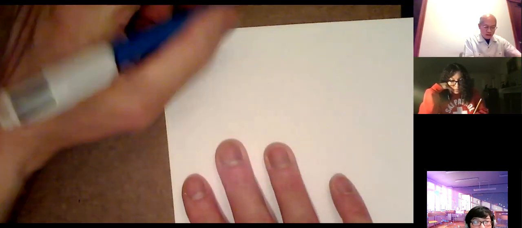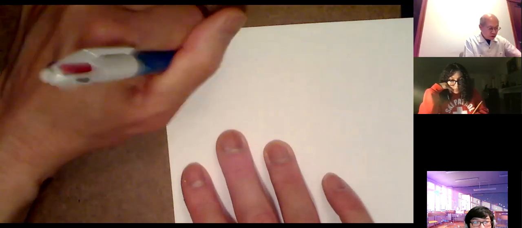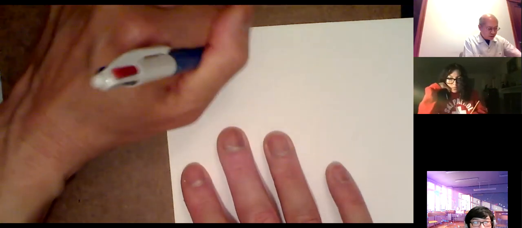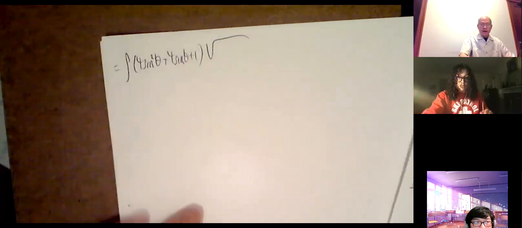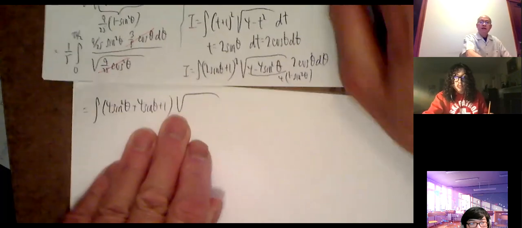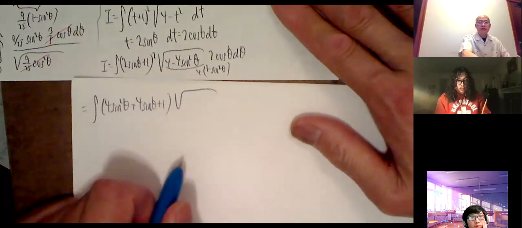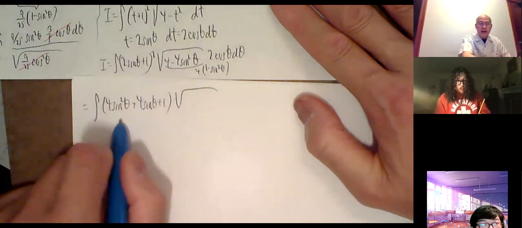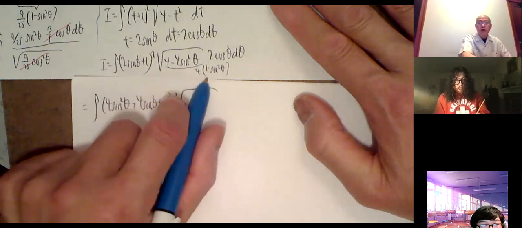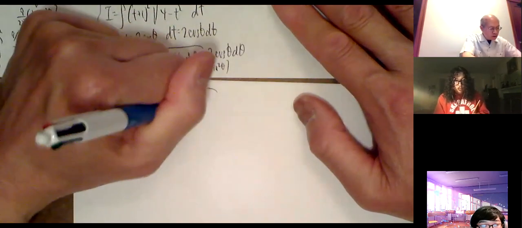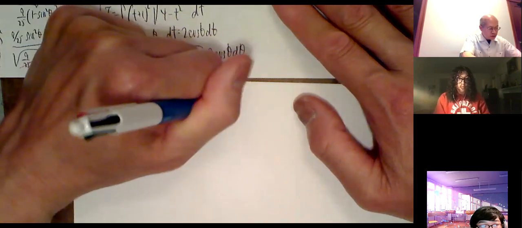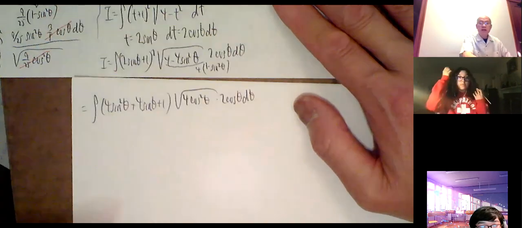Okay, so 4 sine squared theta plus 4 sine theta plus 1 radical. Oh, I know what I can do. I need to shorten this. Don't have enough hands to do everything, but yeah, better than nothing, I guess. Okay, so that's that. Radical 4 times cosine squared, right? So 4 cosine squared theta times 2 cosine theta d theta.